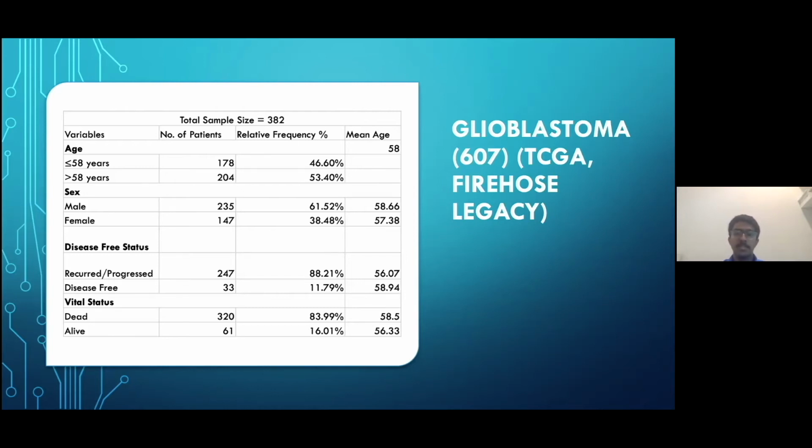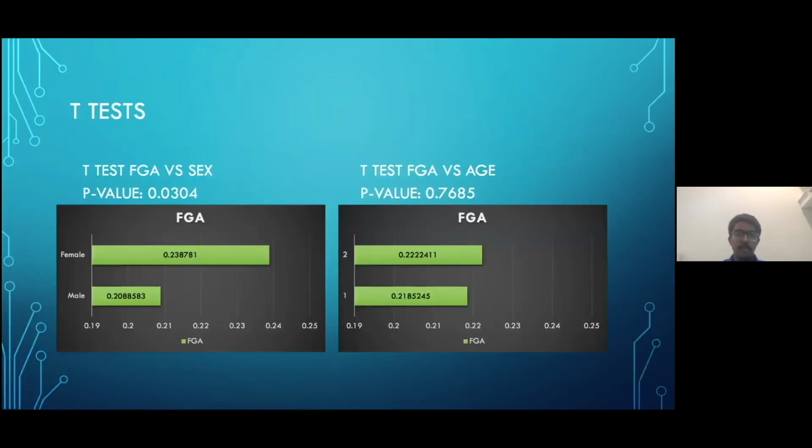The mean age of the data set was 58. There are 178 people below 58 and 204 people above. There's a significantly higher number of males in the study at 235 versus only 147 females. Their mean ages are similar, however. Next, I performed a t-test. A t-test is used to compare the means of two groups of data against each other.